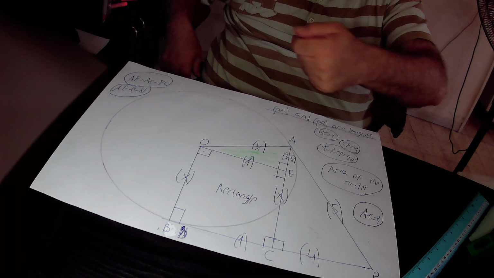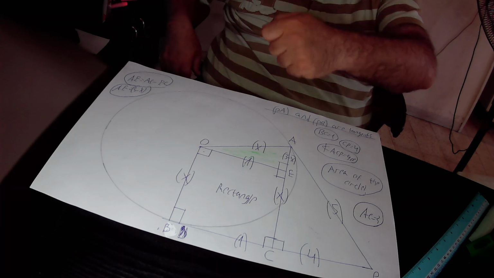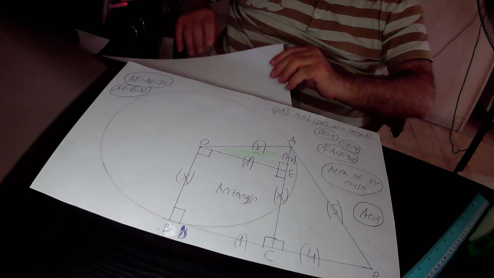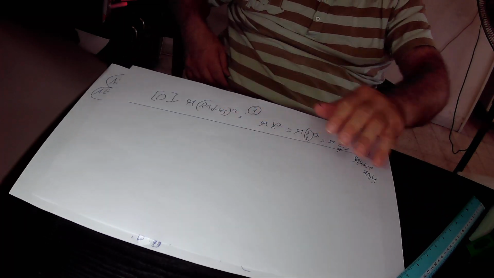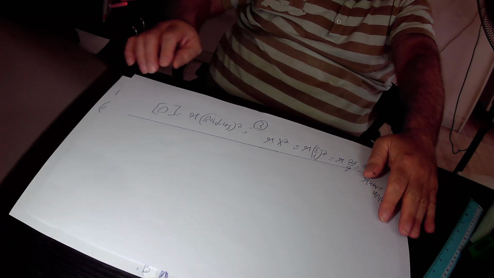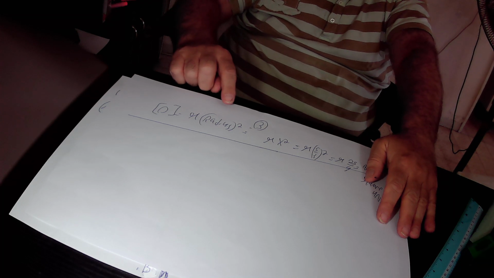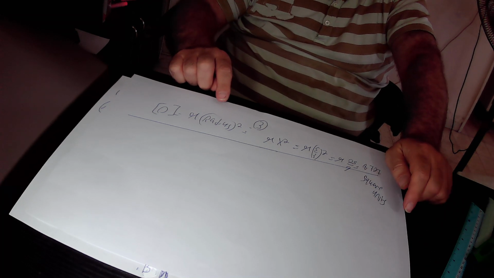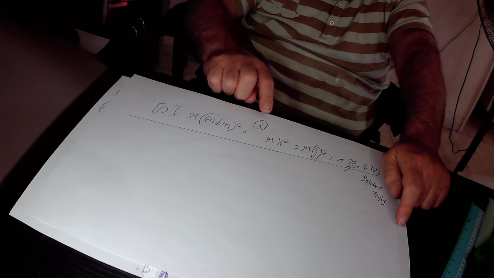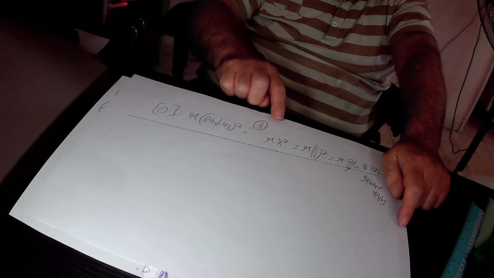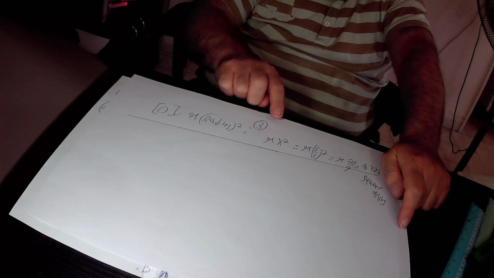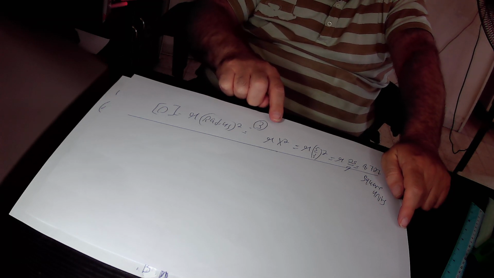Actually, the area of any circle equals pi times the radius of the circle squared. Therefore, the area of our circle must be equal to pi times the radius of our circle squared. And the radius of our circle is x. Therefore, the radius squared is x squared. So in total, the area of our circle must be equal to pi x squared.